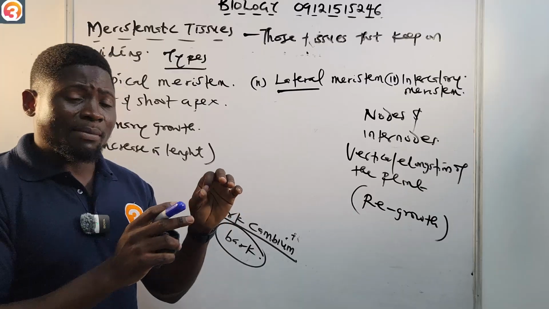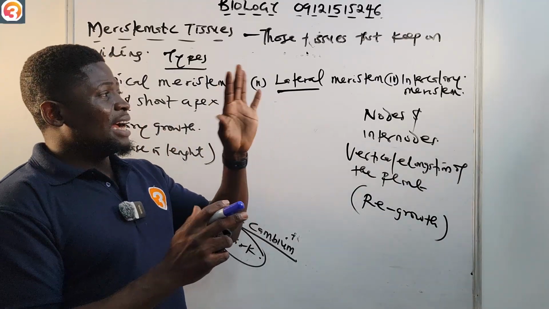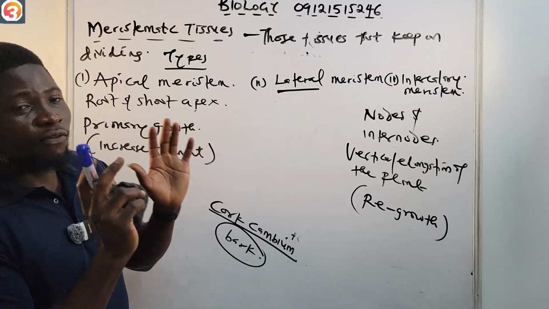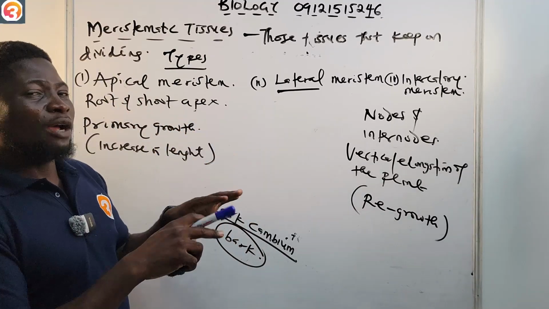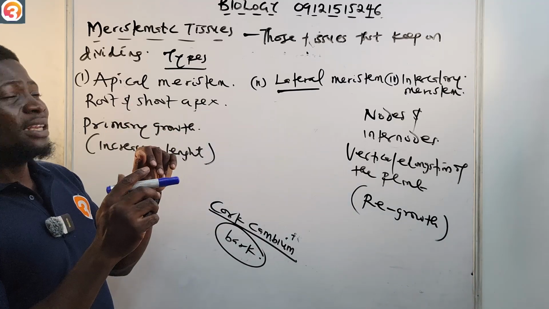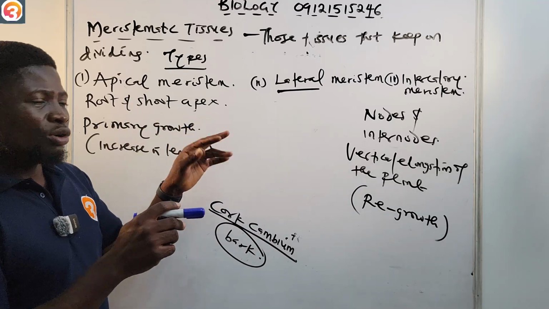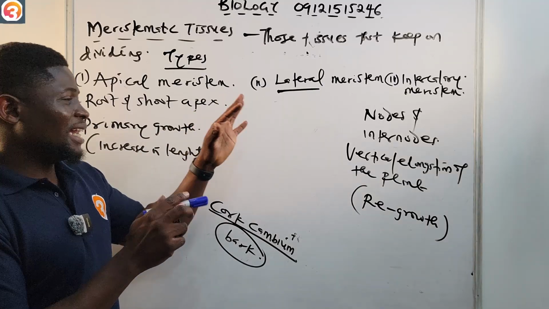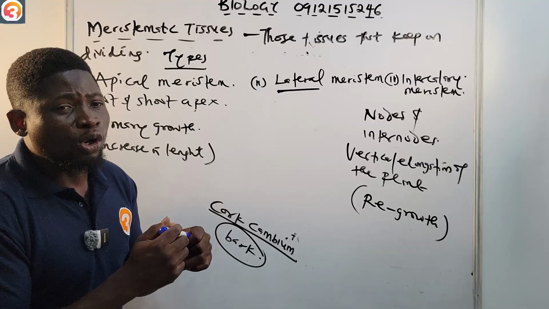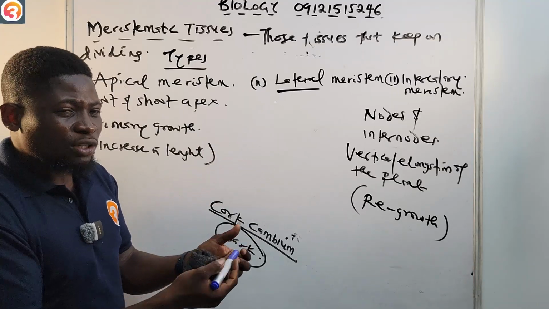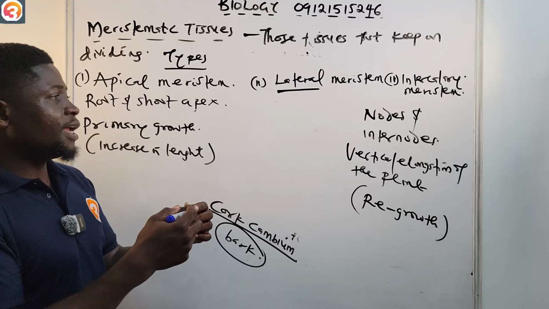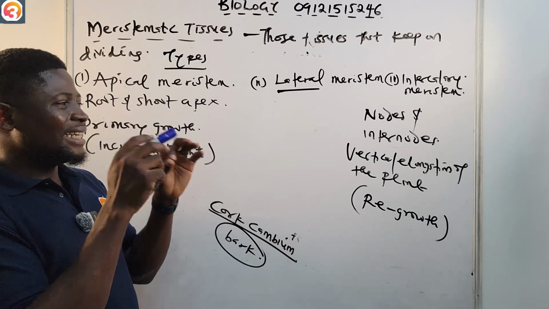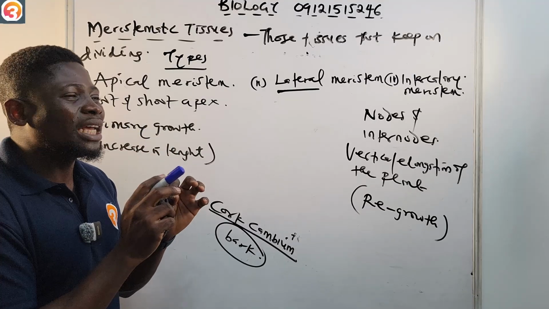For what it is worth, of these types of meristematic tissues, the apical, the lateral, and the intercalary, what is important is that you must know their location and their function. The apical meristem is located at the root and shoot tip or apex, and is responsible for primary growth, increase in length. The lateral is responsible for the lateral growth of the plant, and is present along the sides of the stem and roots. The intercalary is present at the nodes and internodes. They help in the vertical elongation of the plant.